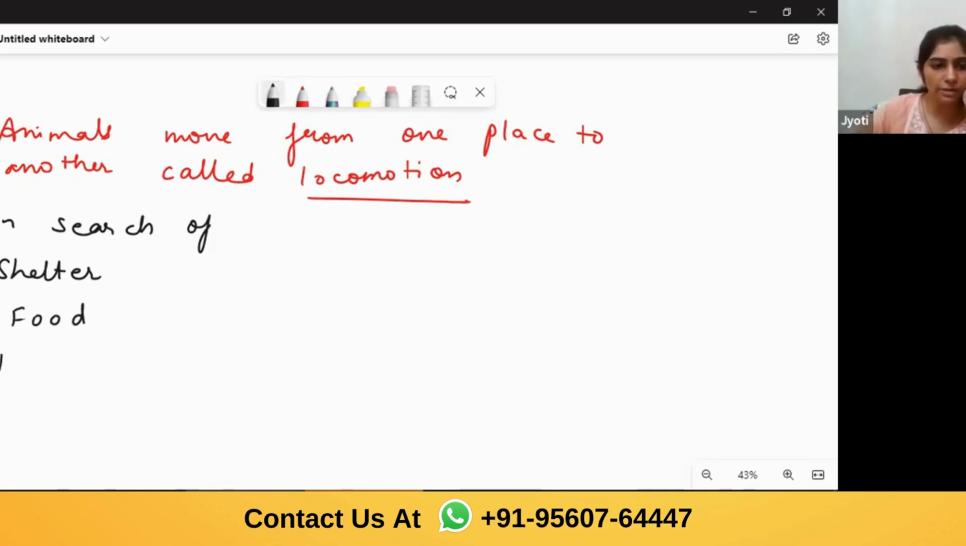Shelter, food, protection from the enemies. Enemies means those who can eat the animals. Okay.